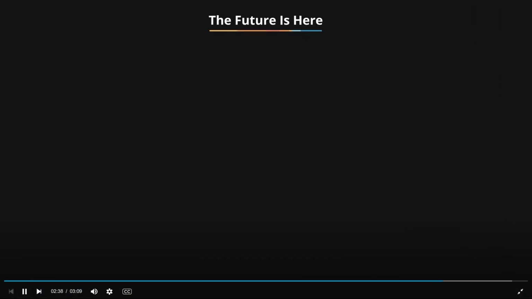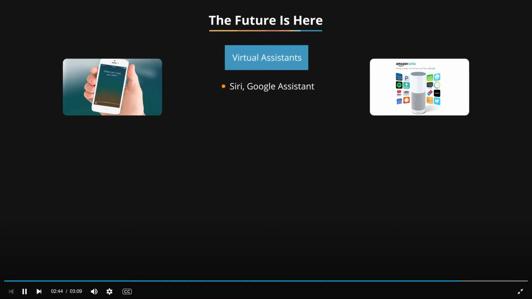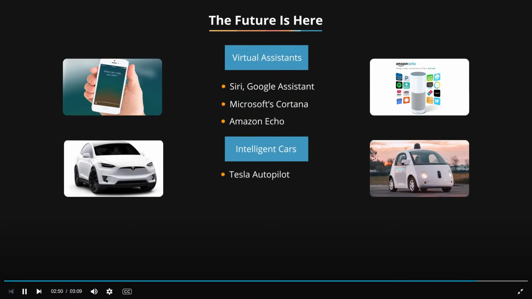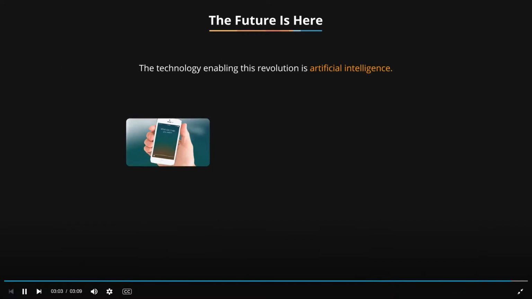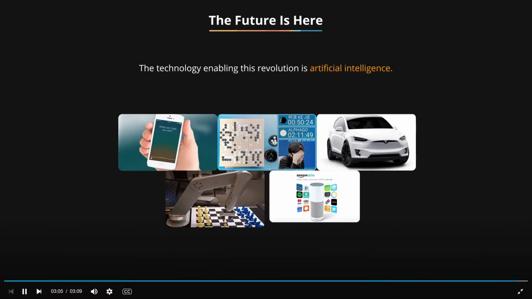In addition to humanoid robots, technology has advanced forward to facilitate the development of virtual assistants like Siri, Google Assistant, Microsoft Cortana, Alexa's Echo. Intelligent cars like Tesla Autopilot, Google's Waymo, Ford's Argo AI, and even in the gaming industry, Google's DeepMind AlphaGo program, which defeated South Korean master Lee Sedol in the board game of Go. The technology enabling this digital revolution is artificial intelligence.